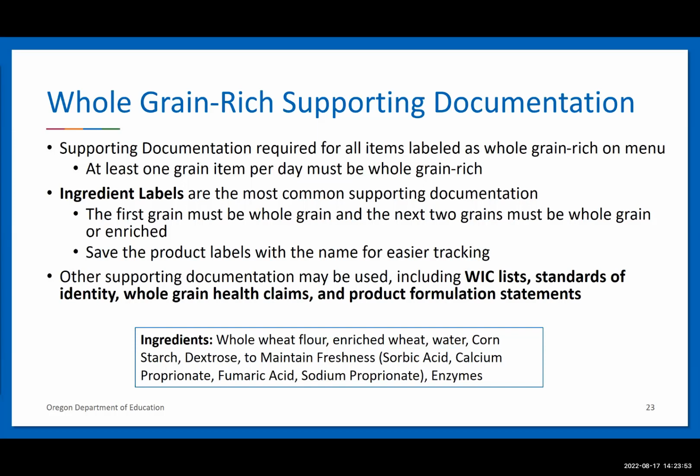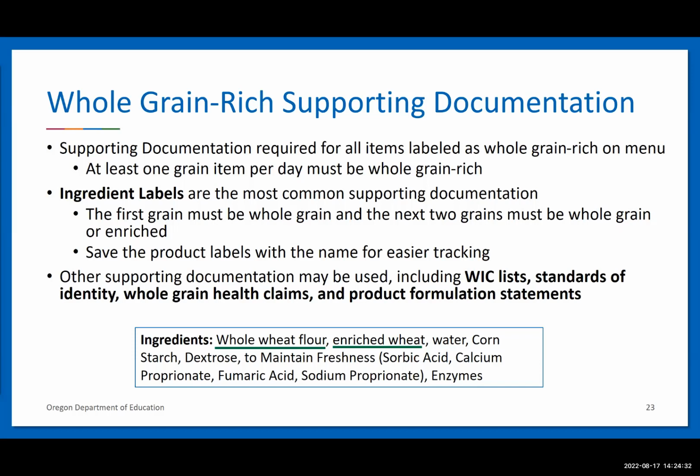The supporting documentation that is the most widely available will be the ingredient label. If you are using the ingredient list to support your whole grain rich items, you must check to see that the first grain has to be a whole grain, and the next 2 grain items on that list must be either whole grain or enriched. The example on the screen shows an ingredient list with only 2 grain ingredients, where the first ingredient is a whole grain and the second grain ingredient is an enriched grain. This ingredient list would support a whole grain rich claim.